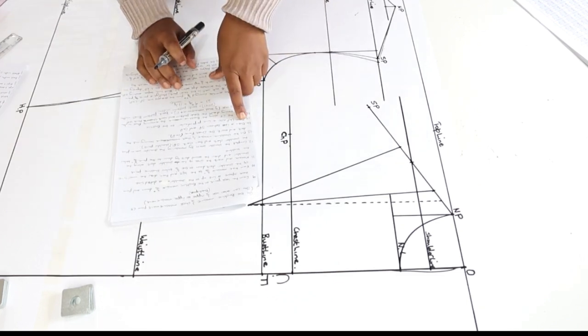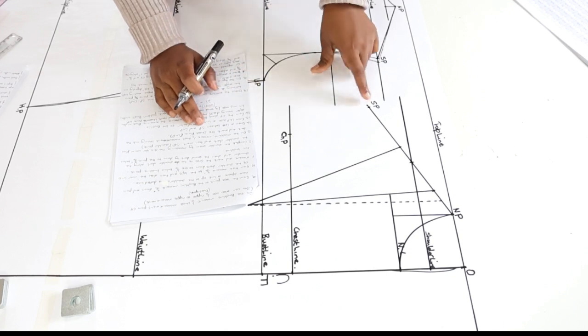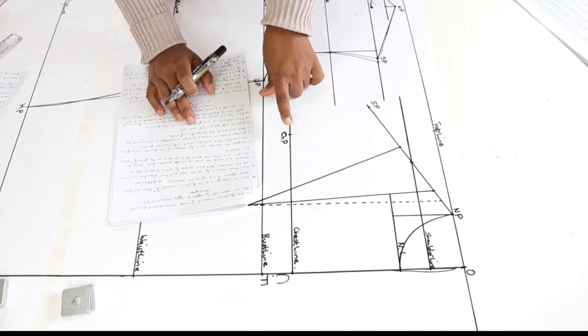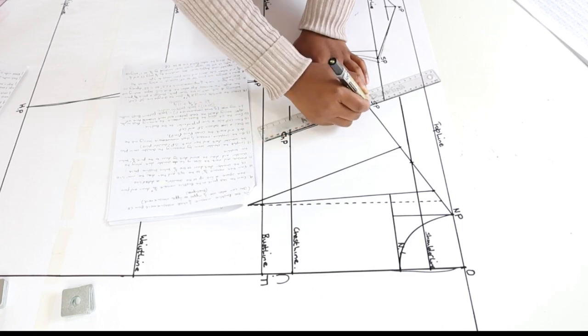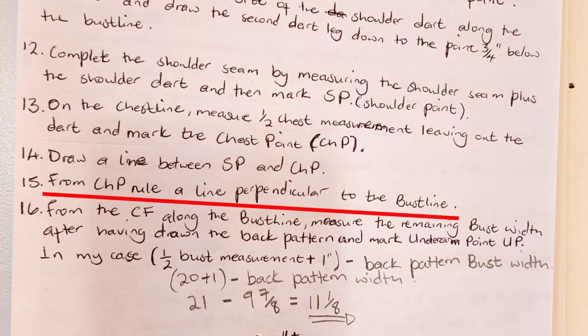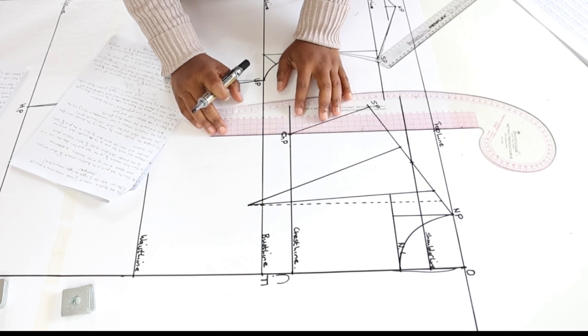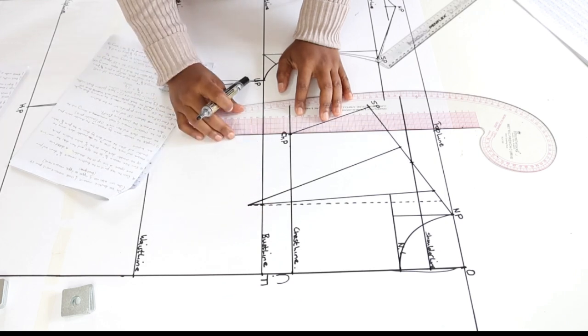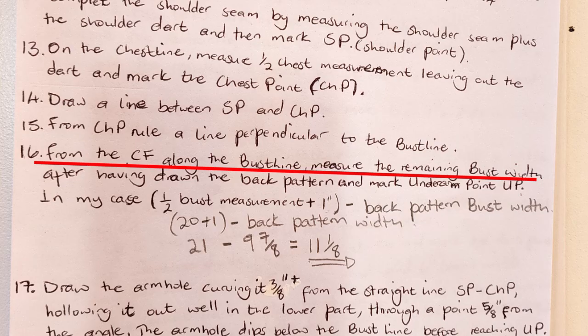And then now it says, draw a line between SP, that is the shoulder point, and the chest point. Draw a straight line here. It continues to say, from chest point, rule a line perpendicular to the bust line. I'm going to make sure that I draw a straight line which is at 90 degrees with the bust line. And then it says, from the center front along the bust line, we are going to measure the remaining bust width after having drawn the back pattern, and then we mark that point as the underarm point.